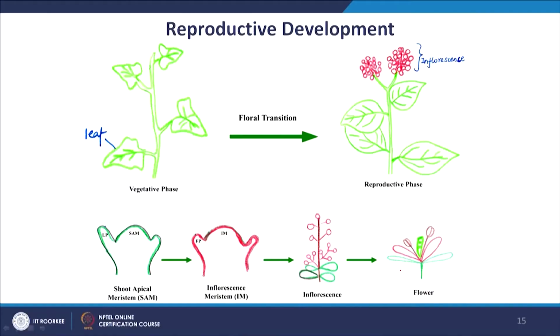If you look at the meristem level, during the vegetative phase, the structure responsible for growth is the shoot apical meristem, but at the time of transition, the identity of the shoot apical meristem is changed. Now it becomes the inflorescence meristem. The shoot apical meristem was making leaves at the flanks, but once its identity is converted to the inflorescence meristem, the flanking primordia are now floral primordia.